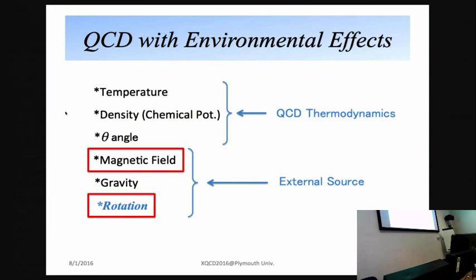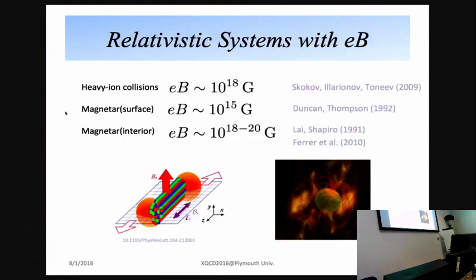I pick up the magnetic field and the rotation, and we discuss the QCD thermodynamics in these environments. The magnetic field is very important for QCD thermodynamics because we know actual examples where a huge magnetic field exists. For example, in heavy ion collisions we can create a huge magnetic field, and also there is a huge magnetic field in magnetars, on the surface and inside.